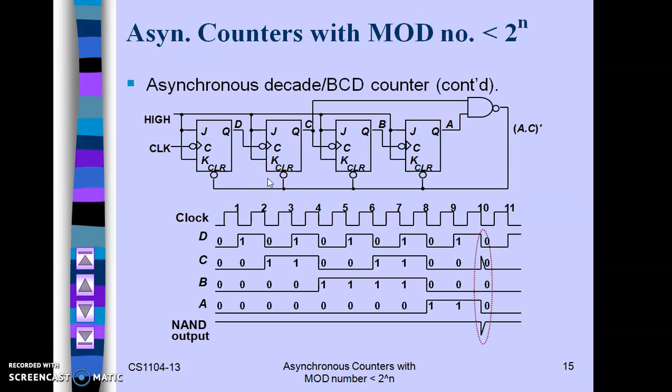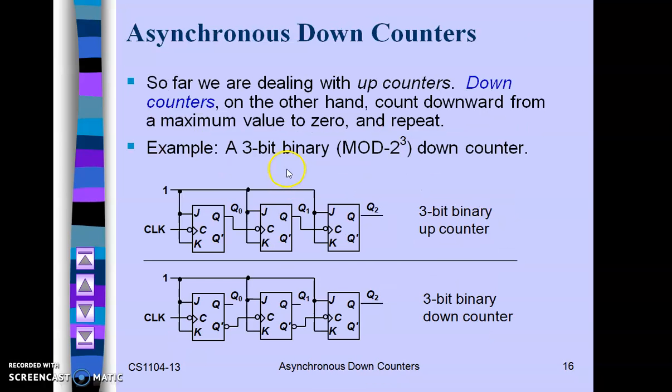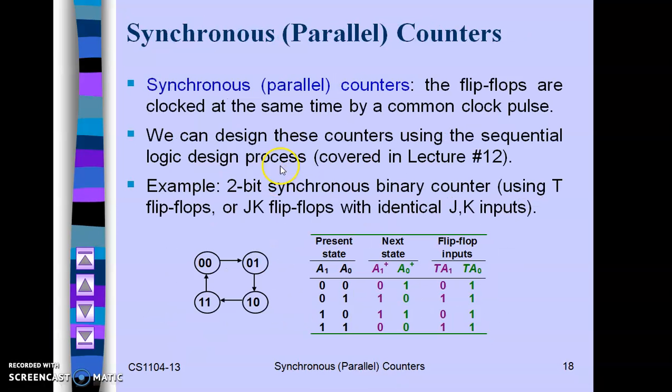So here this is the BCD counter, which means a mod 10 counter. Another concept is the synchronous or parallel counter. In a synchronous or parallel counter, this part we'll discuss in the next lecture.